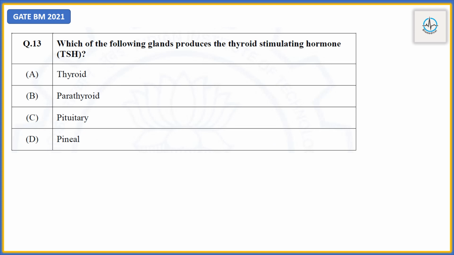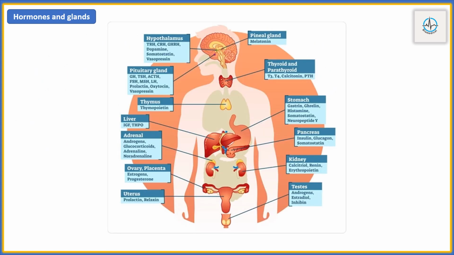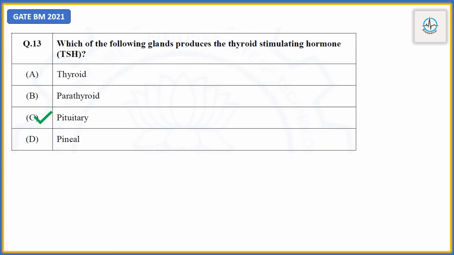The next question is, which of the following glands produces the thyroid stimulating hormone, TSH? We usually misassume that thyroid and parathyroid glands are responsible for secreting thyroid stimulating hormone, but the actual answer is the pituitary gland, which is responsible for the secretion of TSH hormone. So the right answer is pituitary gland.